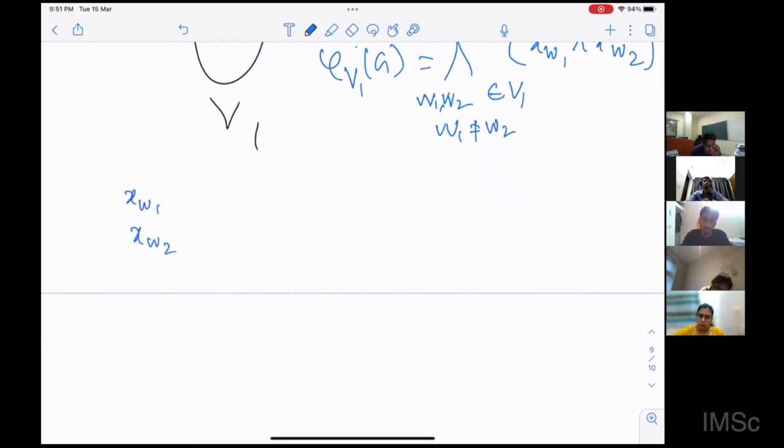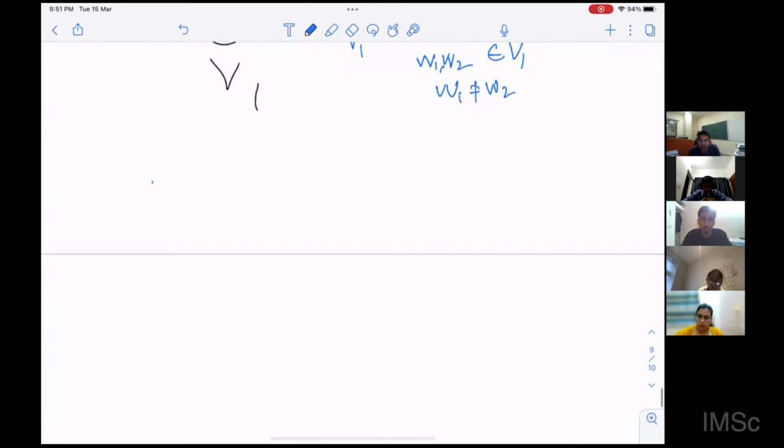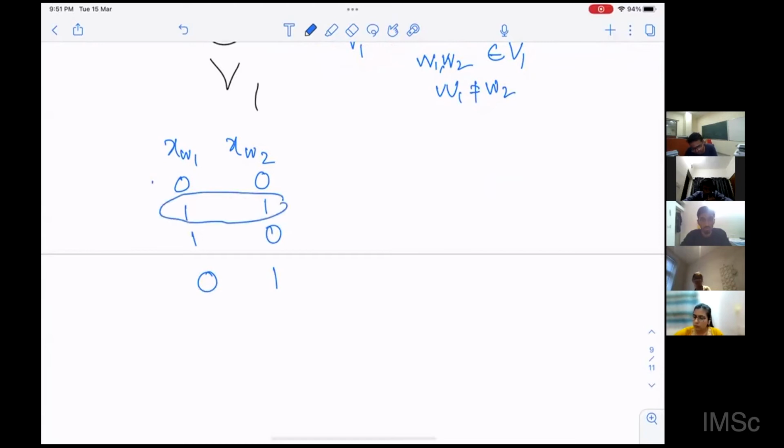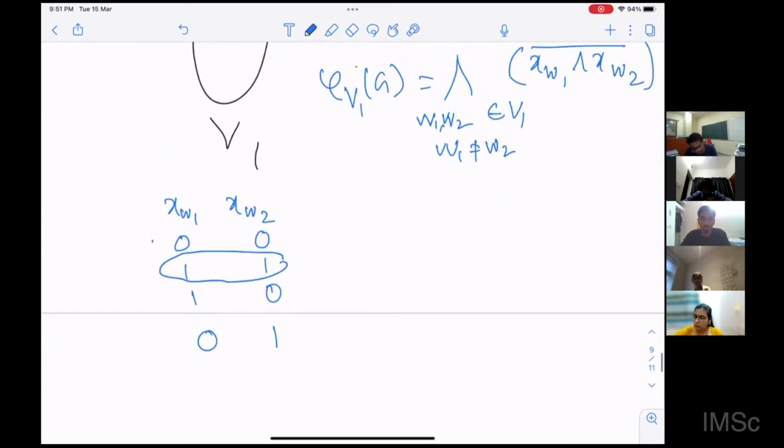What are the possible things they can take? I was writing a truth table for them. Both can take 0, 0. Both can take 1, 1. It can take 1, 0, or 0, 1. And all I want to say is that this is not allowed. This is what this means.